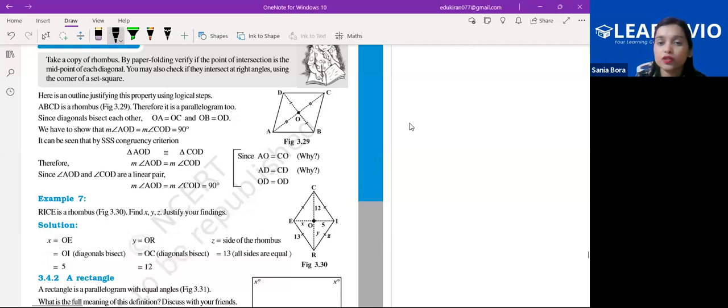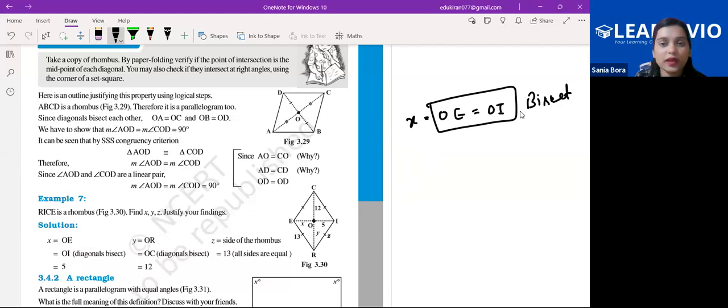This is the question. Of course, you know this X would be equal to OE, and OE is equal to OI because they both bisect each other, right? OE is 5, OI is 5 centimeters. So X automatically becomes 5, because this was 5. So automatically OE is also 5, and over here this is X. So X is 5. Clear, everybody? Yes, ma'am. Got it?